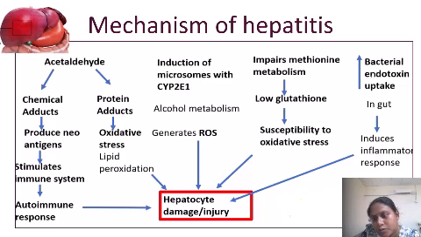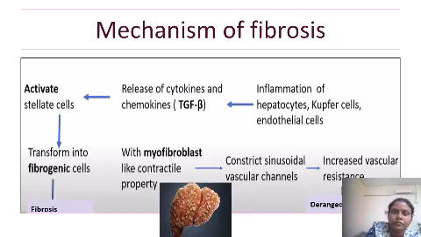Alcohol will also increase the permeability of the gut for bacterial endotoxins. So this will induce the hepatocytes and Kupffer cells and induce an inflammatory response, resulting in alcoholic hepatitis. How alcohol induces fibrosis? Once the inflammation has set in, once the hepatocytes, Kupffer cells, and endothelial cells are inflamed, they will result in release of cytokines and chemokines, the growth factors, transforming growth factor beta, which in turn will activate the stellate cells.